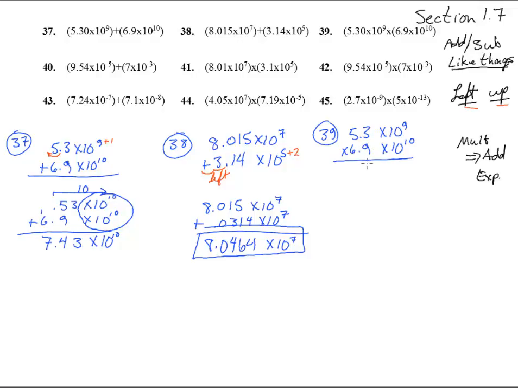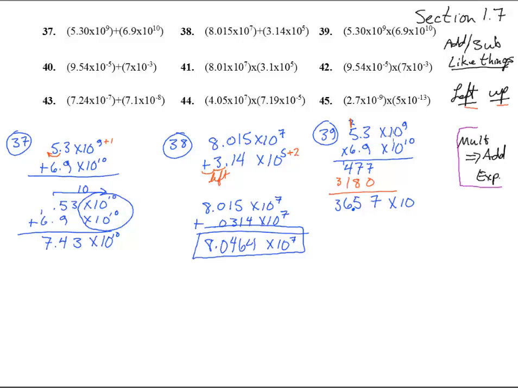9 times 3 is 27, carry the 2. 9 times 5 is 45, plus 2 is 47. Now change colors here. 6 times 3, don't forget that 0. 6 times 3 is 18. 6 times 5 is 30, plus 1 is 31. So we now have 7, 5, carry the 1, and that's 6, 3, and we have 2 decimal places. So 36.57 times 10 to the, now let's not forget this guy right here.